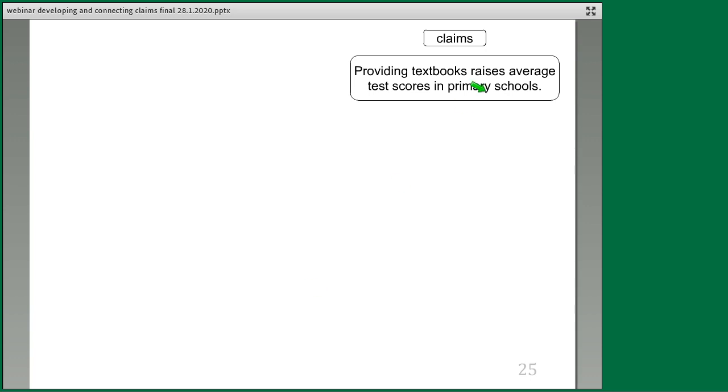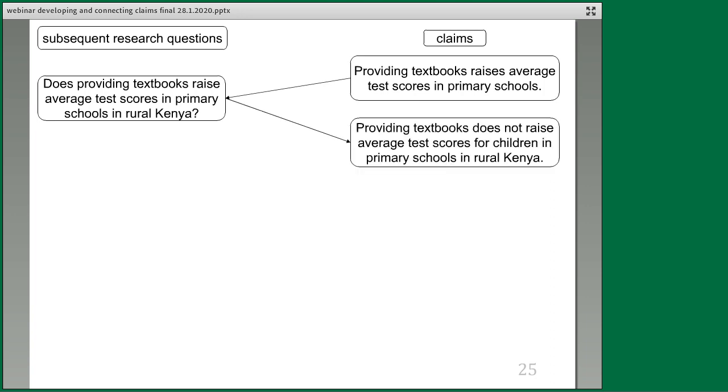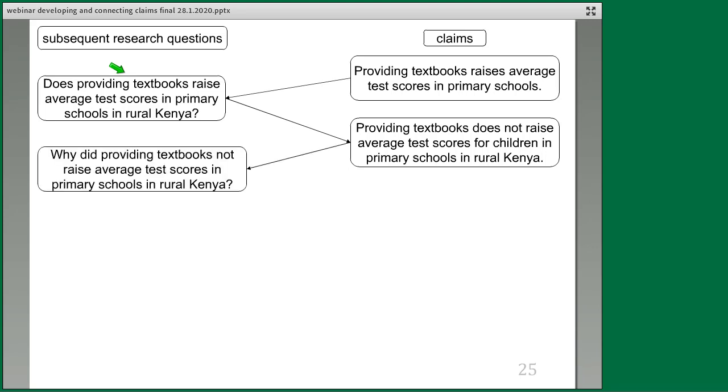So in the textbook case, we started with the claim providing textbooks raises average test scores in primary schools. Then there was a research question: does providing textbooks raise average test scores in primary schools in rural Kenya? So there was an answer to that research question, namely providing textbooks does not raise average test scores for children in primary schools in rural Kenya. But this research question was just the beginning. It was not leading the whole mixed method study.